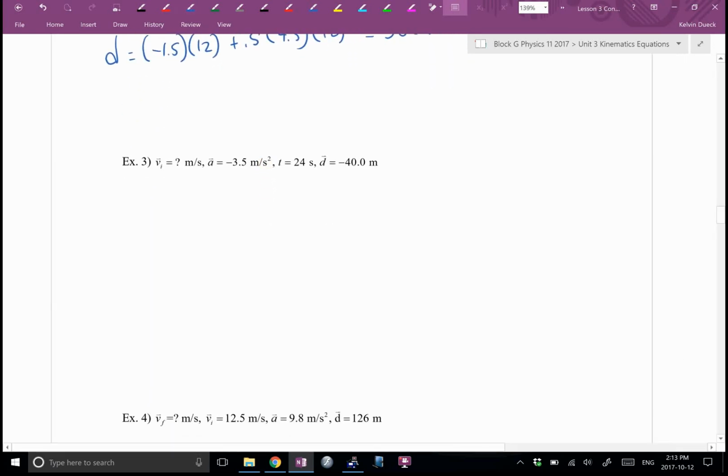Do another one. Mandy, what are they asking me to find in example 3? VI. So I'm looking for an equation that has a VI, an A, a T, and a D in it. Basically, don't give me an equation with a VF, because they didn't give me that.